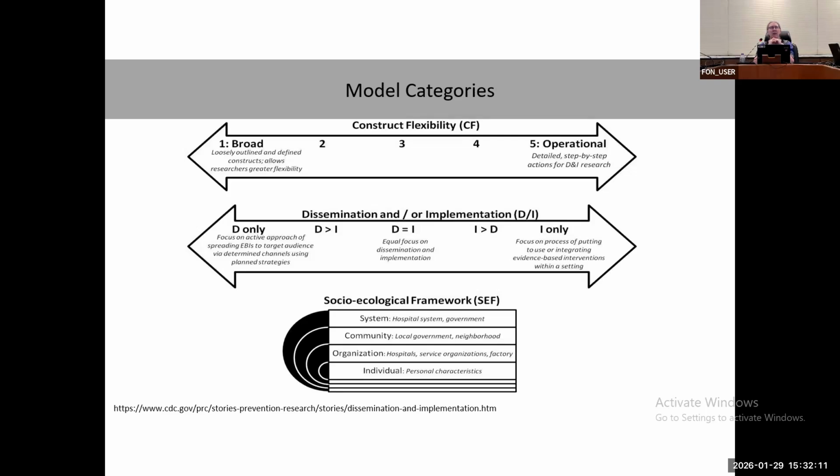And they go kind of like when we were talking before about RCTs and PCTs. With dissemination and implementation, they certainly go on a range as well, from broad to operationalized. We were talking about Bill and Barb. Bill is on the broad side. Barb is on the operational side. And then also they range from dissemination only to implementation only and all the way in between.